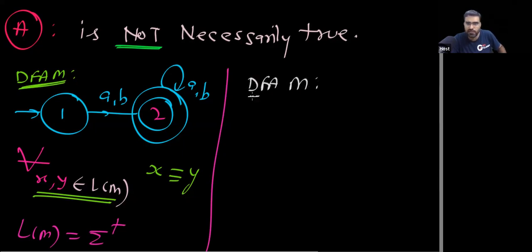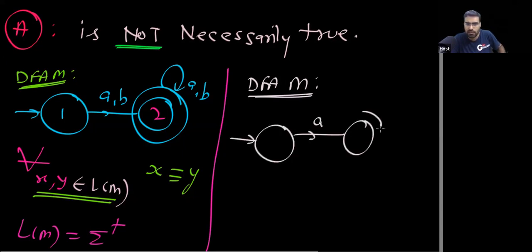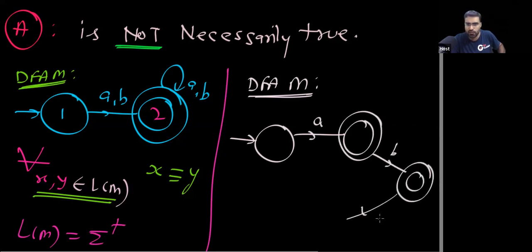Let me give you another DFA. Consider this is your DFA: A is a final state, B is a final state, then whatever comes, you go to the dead state.